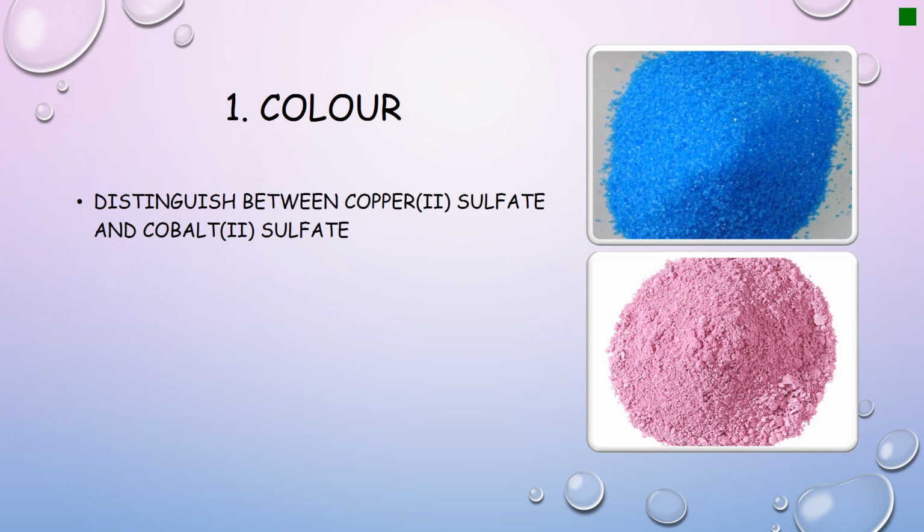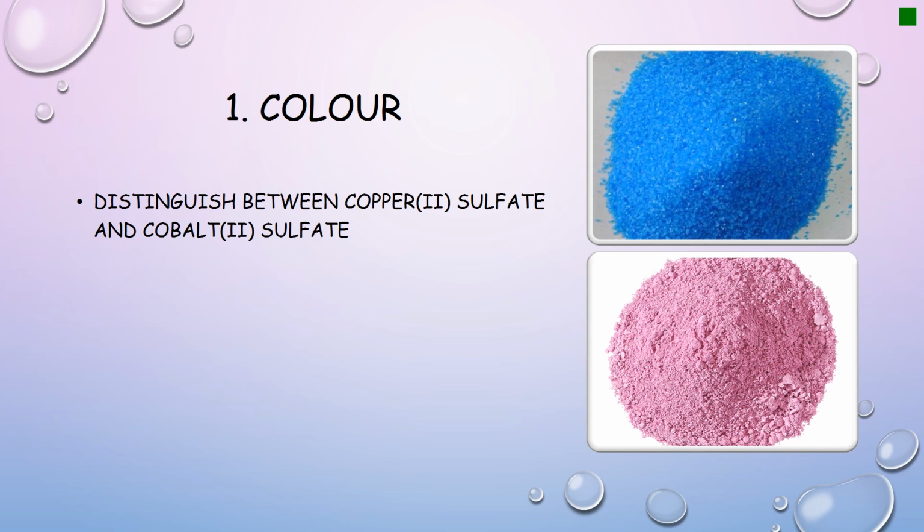Now let's look at an example. I have two different compounds here. One is blue and one is pink, and we've been told that one is copper sulfate and one is cobalt sulfate. So we now have to look at how we can tell them apart.